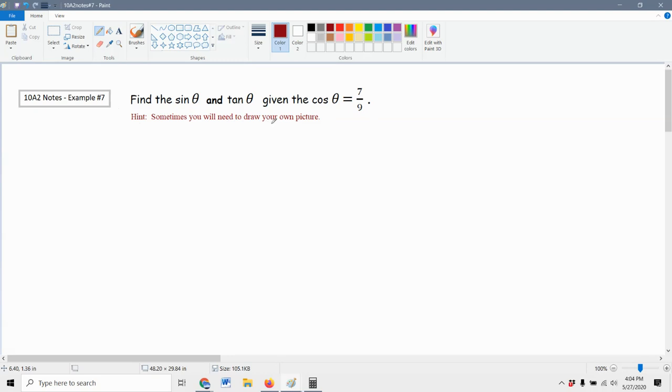It says sometimes you'll need to draw your own picture. Whoa, that's totally new for us, but guess what? No problem, we can do this, all right?